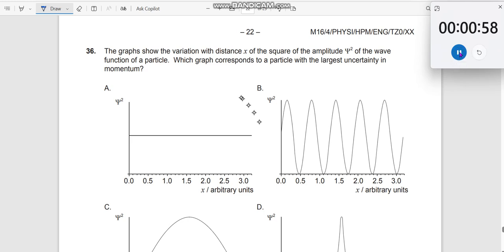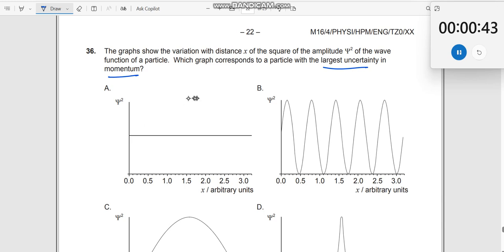Question number 36. The graph shows a variation with distance x of the square of the amplitude. Psi square versus x has been given over here. Wave function of a particle. Which graph corresponds to a particle with largest uncertainty in momentum?